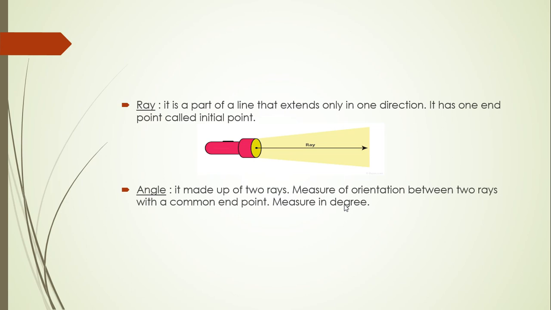Angle. It is made up of two rays. It is the measure of orientation between two rays with a common end point, and that is always measured in degrees. See the example of an angle. Here is a picture of an angle. Two rays.